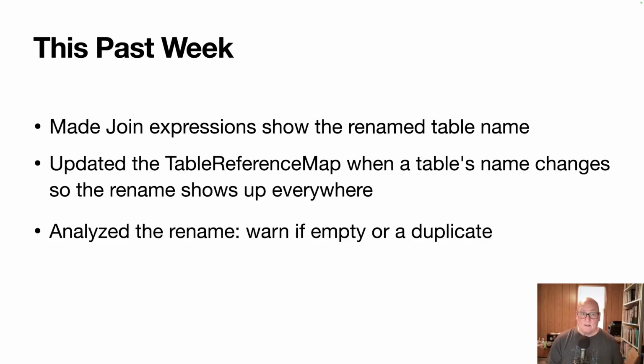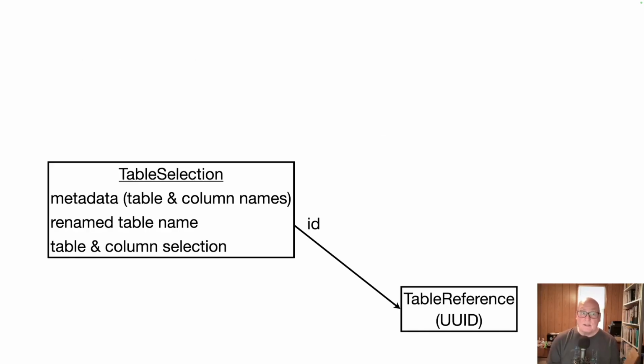To understand the structures we're looking at, let's start with the table selection. So table selection knows the metadata, which is table and column names. It knows the renamed table name. That's the new feature we've been adding lately. And then it also knows the table and column selections. So are they used or not used? And then finally, it has an ID, which is a table reference, which is basically a UUID, a unique ID.